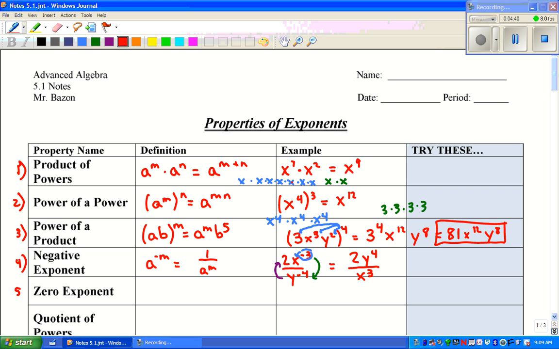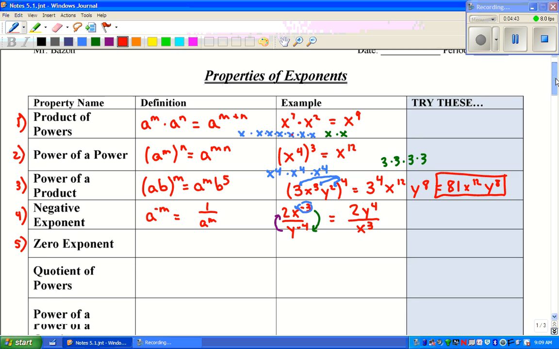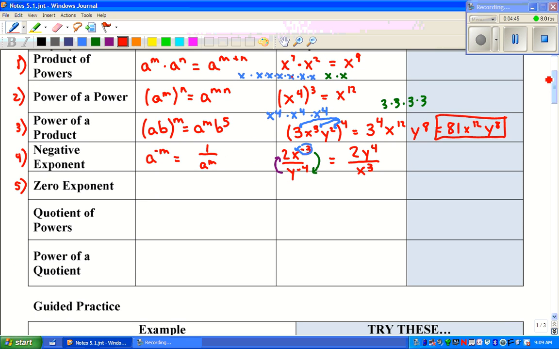Fifth property of exponents is known as the zero exponent property. A to the 0 power is equal to 1. No matter what you have to the 0 power, it's equal to 1. And the reason for this, I'll get into that in a minute. Let me erase that. I'll show you why in a minute.